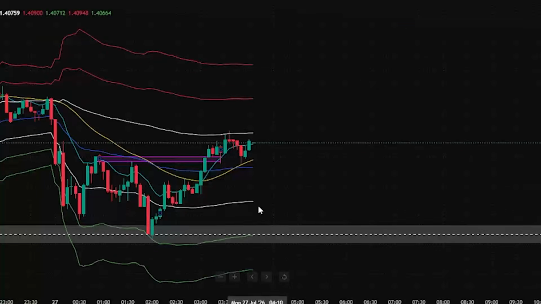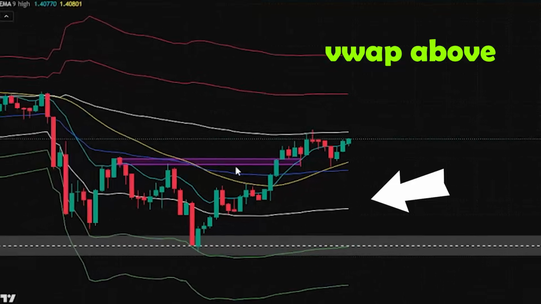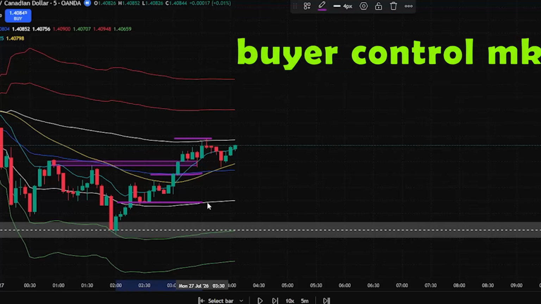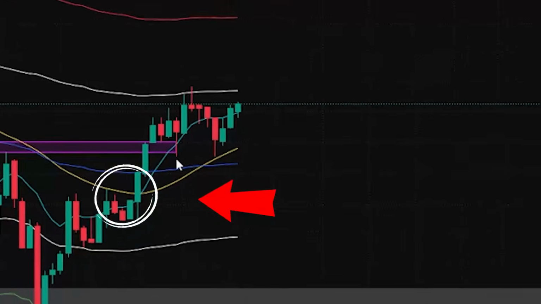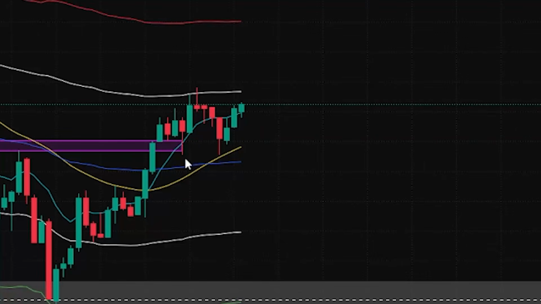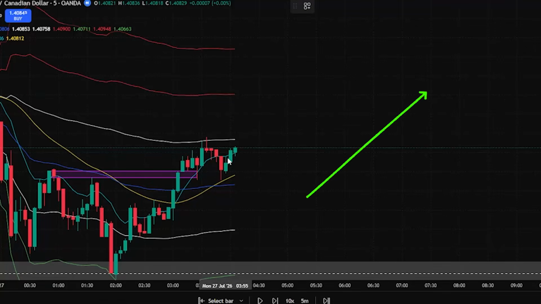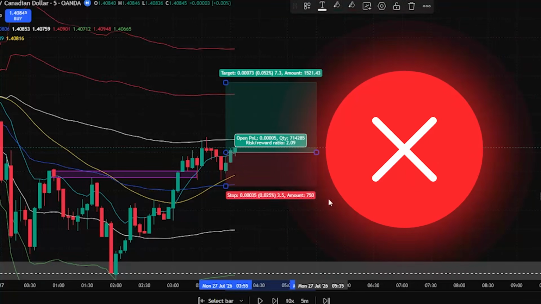The first thing I look at is the general direction of the market. At this point, the price is above the VWAP, indicating that the buyers are currently in control of the market. Then I look at the EMAs. Here we see that the EMA9 is above the EMA21, and the gap between these two averages indicates that the short-term momentum is upward. But we are not entering the trade just because of the EMA cross.